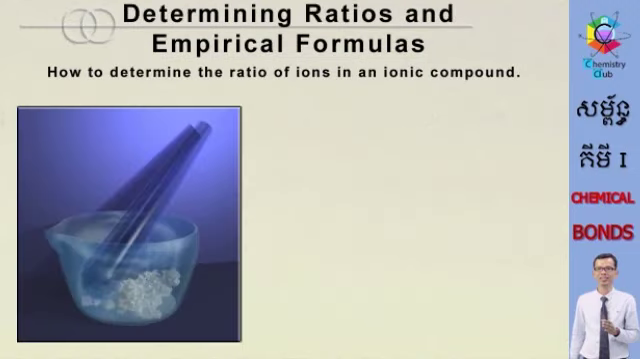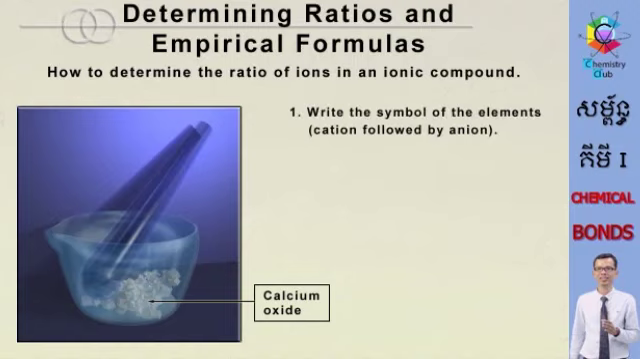You can use your recently acquired knowledge to determine the ratios of ions in an ionic compound. Using calcium oxide as an example, a list of steps showing how to determine the correct ratios of ions in a compound will be displayed. First, write the symbols of the elements found in the compound, remembering to write the cation symbol followed by the anion symbol. The symbol for calcium is Ca, and the symbol for oxygen is O.